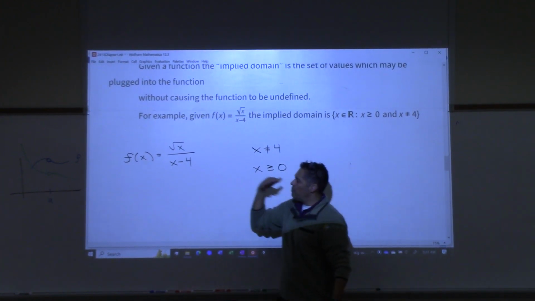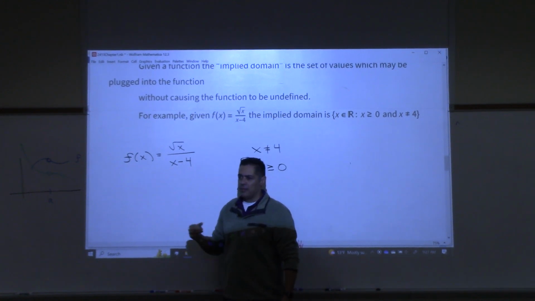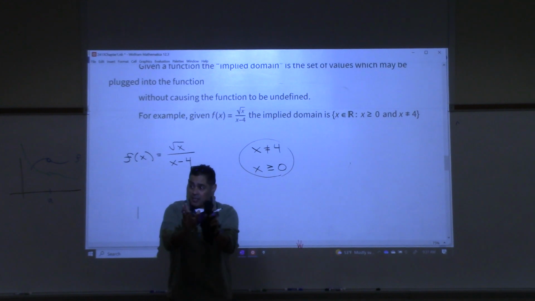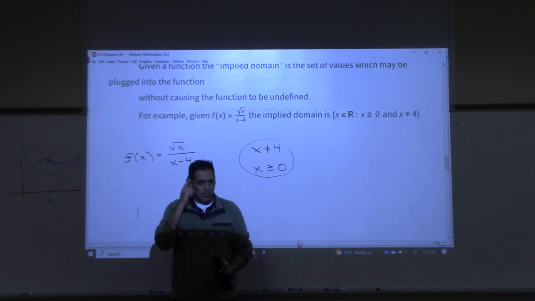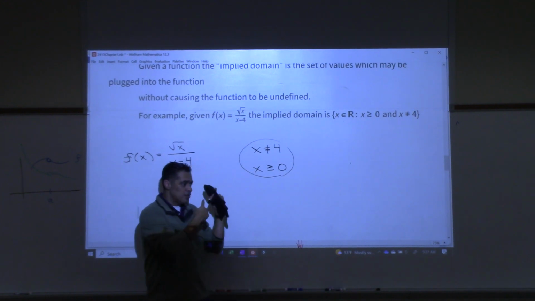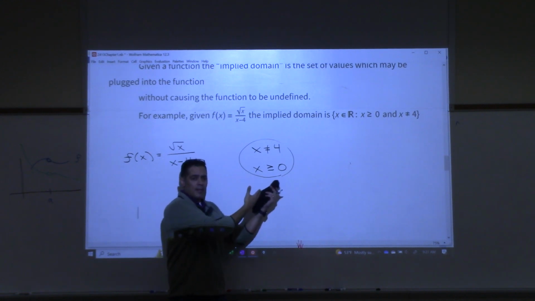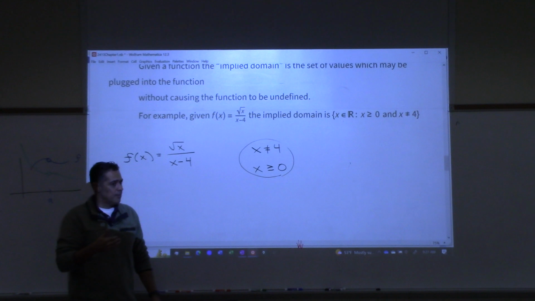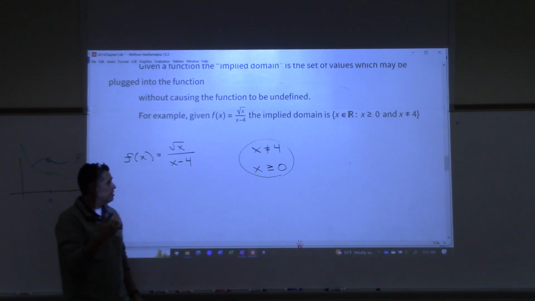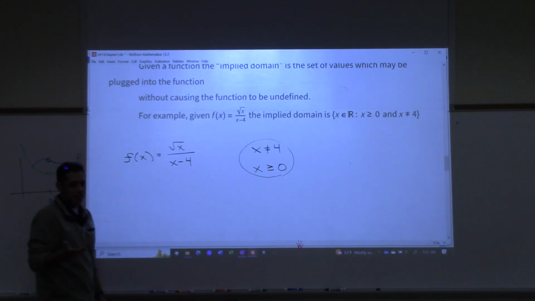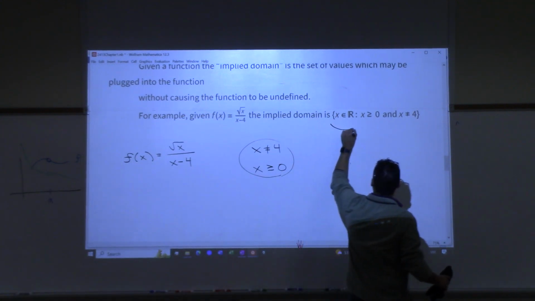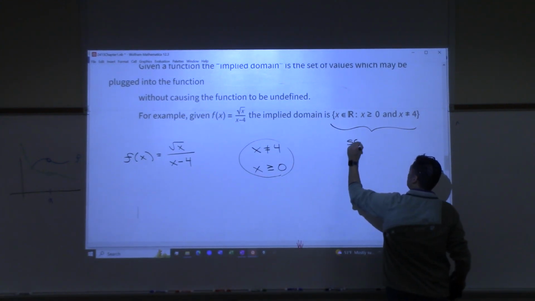So when somebody puts a function on the board like this, they may not write this down. This may not be explicitly given to you. But you need to know that every function has an implied domain. There is a domain, even though it's not written, it's implied, right? It's implied that there are some restrictions on x, some things you can't plug in. So this is the notation I used. This is called set notation.